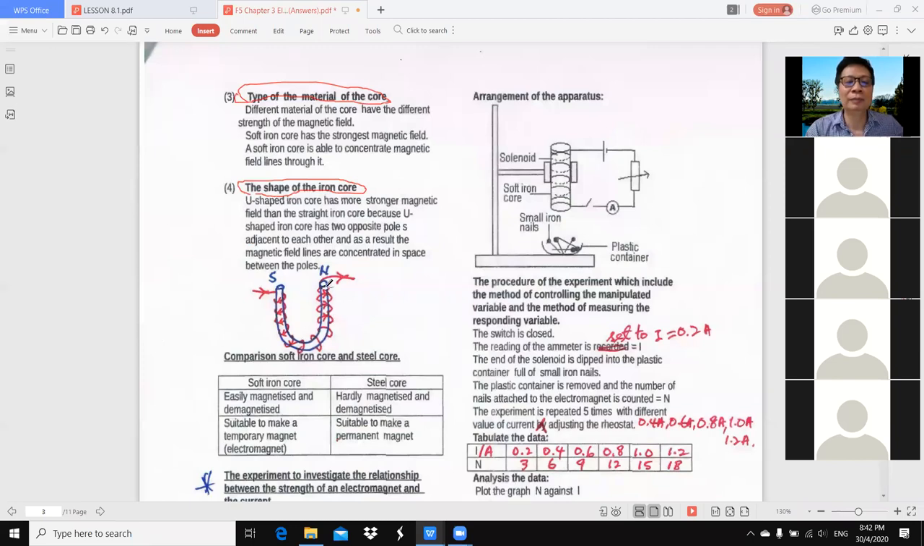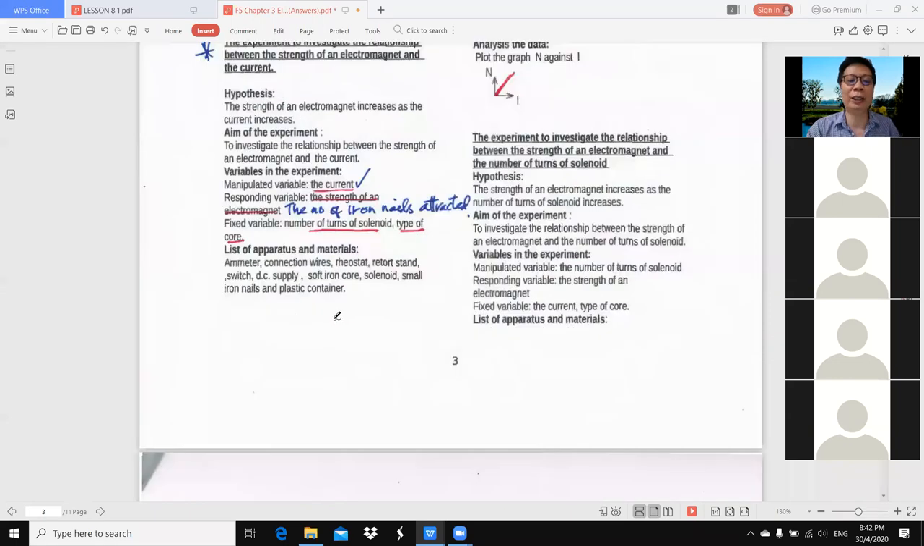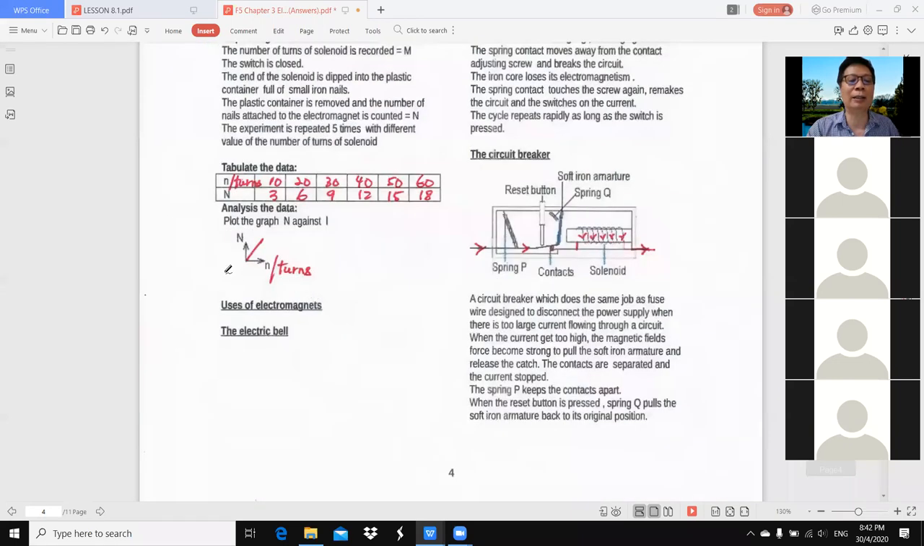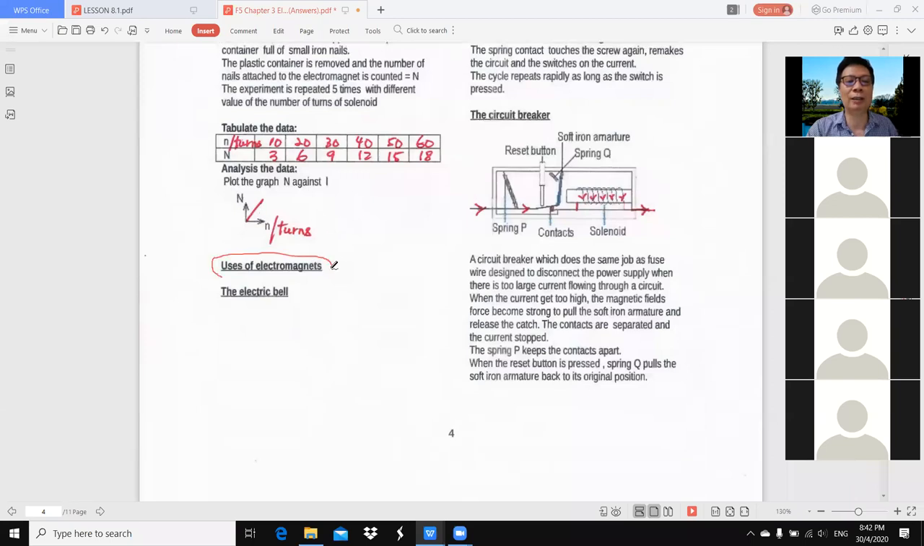Understand? Okay, now we can start our lesson. Last week we stopped somewhere here, the applications, the uses of electromagnet. This electromagnet is very useful. When you switch on current, it becomes a magnet; when you switch off the current, no more magnet. First, we use it in the electric bell, which you learned already.